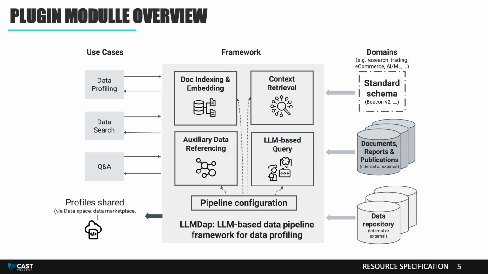The pipeline accepts a variety of inputs, including structured data schemas, textual documents like internal reports or external publications, and datasets from repositories. These inputs are processed to support three key use cases: data profiling, data search, and data exploration through Q&A. Together, these components form a flexible, scalable solution for semantic metadata generation, making LLM-DAP a powerful tool for organizations looking to enhance their data assets.